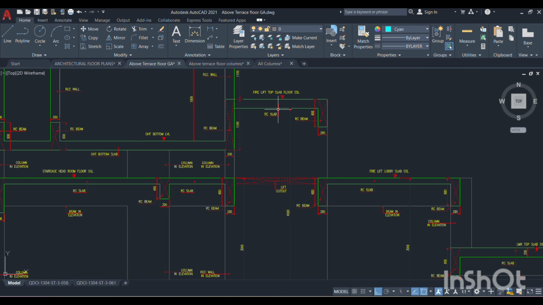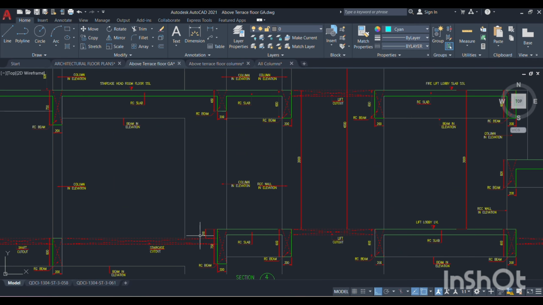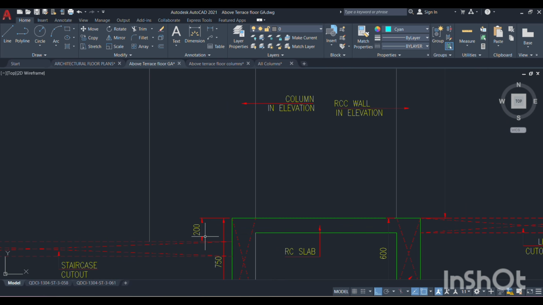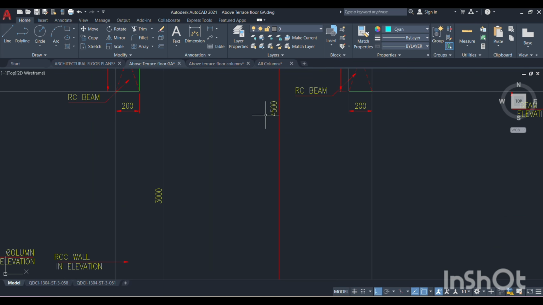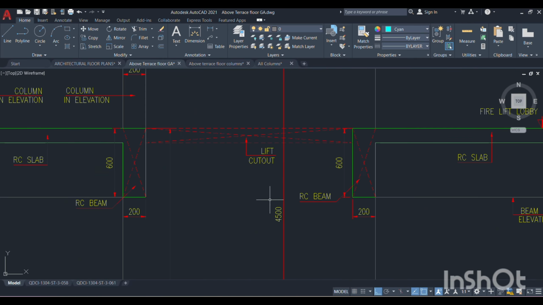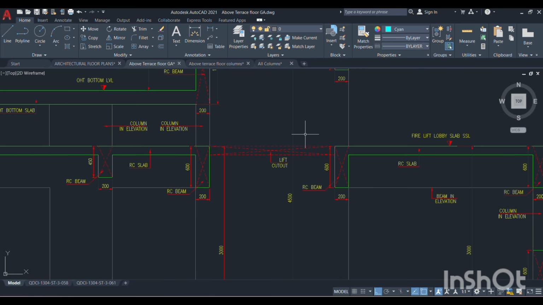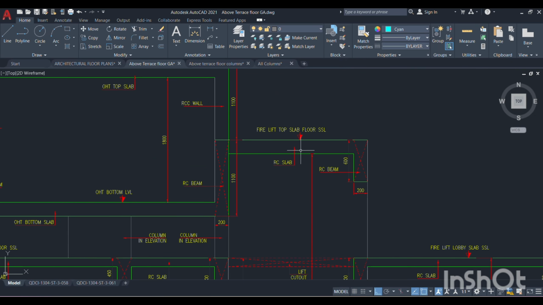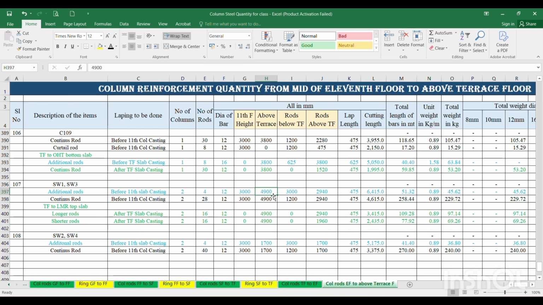You see this is section 4. This is the SW1, this is the fire lift top slab level, this is the height from the terrace floor. From the terrace floor, the lift lobby is 200 mm height, and from the terrace floor it is 4500 mm, and this slab thickness is 200 mm. So totally 4500 plus 200 is 4700, plus 200, 4900. So totally this is 4900 mm.